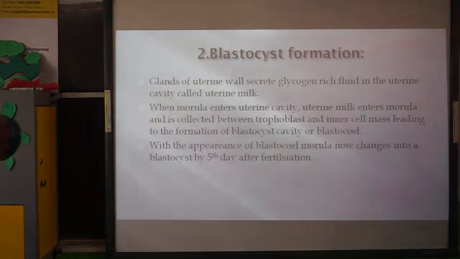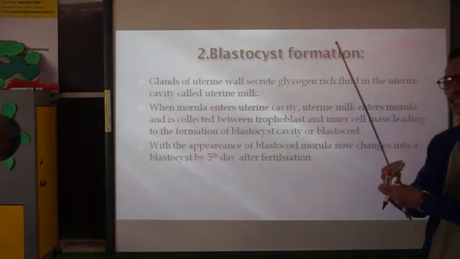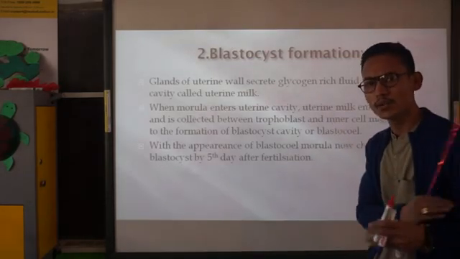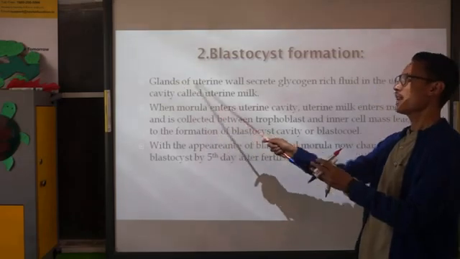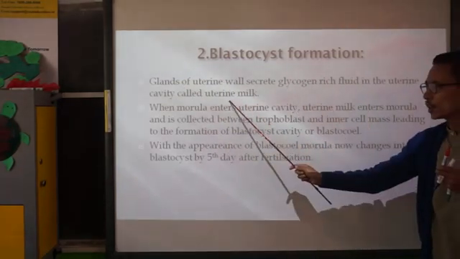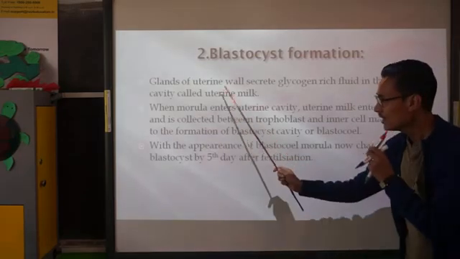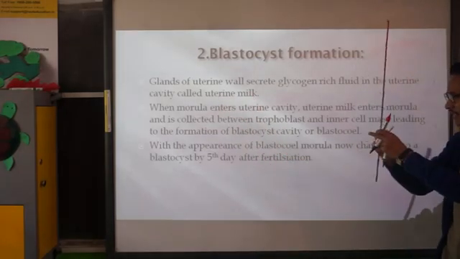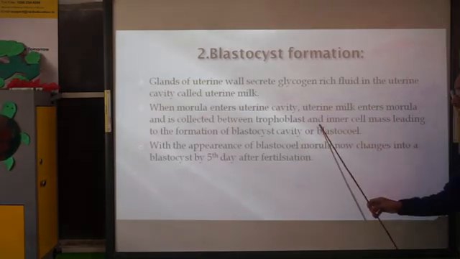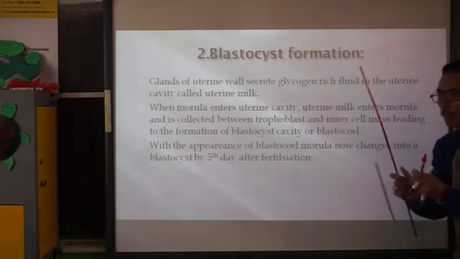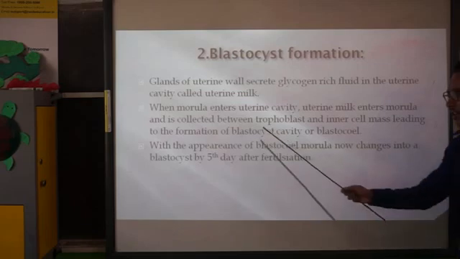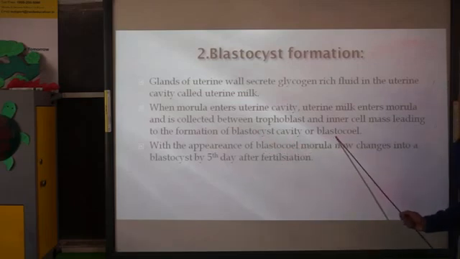So when the morula comes in contact with the uterine wall, that means when the morula enters inside the uterus, the glands of the uterine wall will secrete a glycogen-rich fluid called the uterine milk. Clear? Now this uterine milk is collected between the trophoblast and the inner cell mass of the morula, leading to the formation of a cavity called the blastocyst cavity or blastocoele.